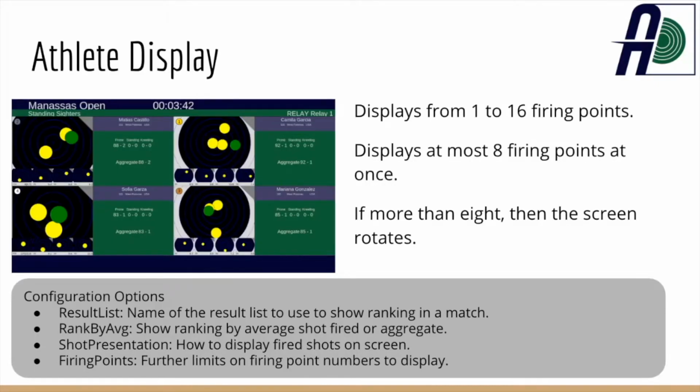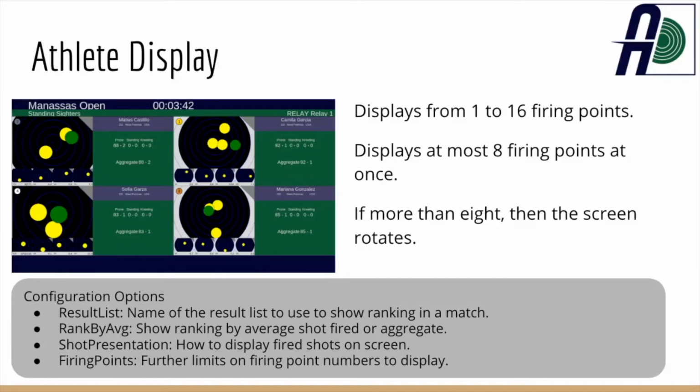First up, we have the athlete display entity. And as mentioned, this is, in effect, the live target images coming from each firing point. One display can support up to 16 firing points. If you have more than 16 firing points, though, it rotates between the first half and then shows a new screen showing the second half of the firing points. Now again, that's the out-of-the-box experience.